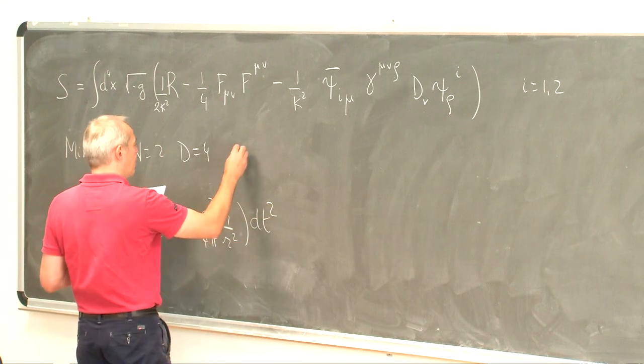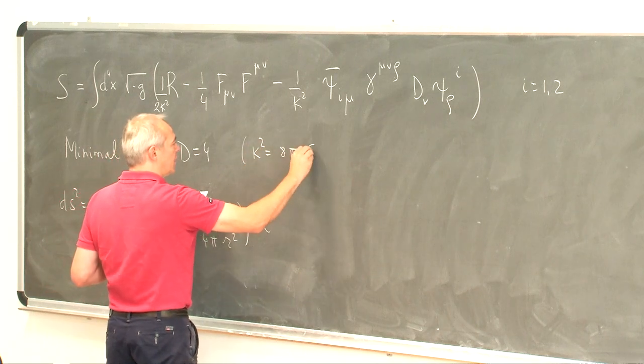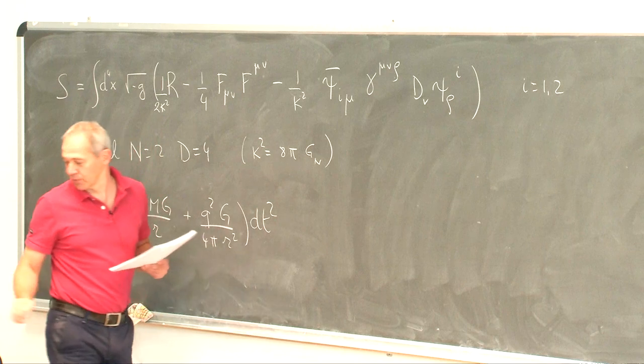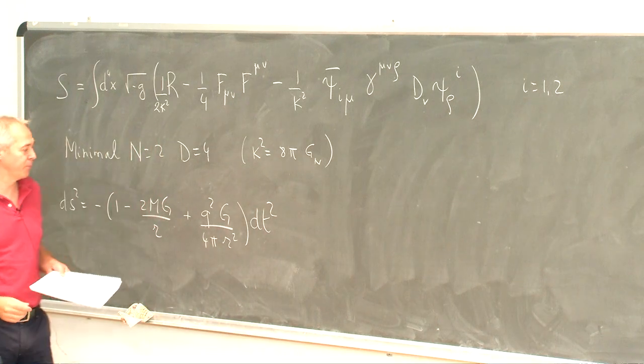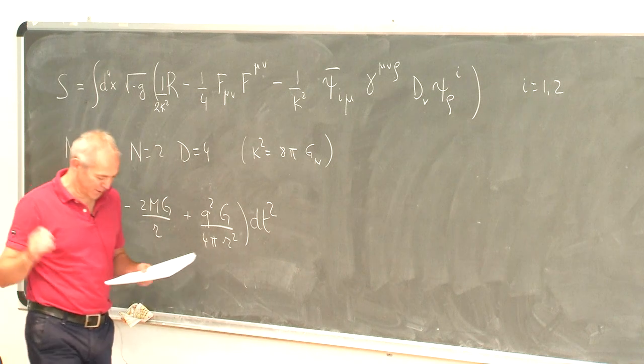The relation between kappa and G Newton is kappa squared equals 8 pi G_N. I'm using the conventions of the book of Freedman and Van Proeyen. Freedman and Van Proeyen, apologies. You can erase this from the camera.